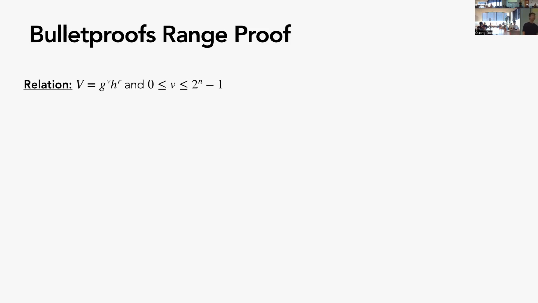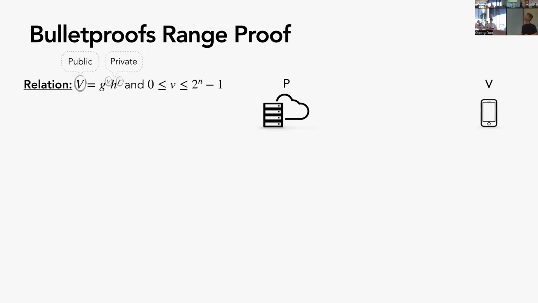Yeah. So in this range proof, we have a Pedersen commitment to the value v, and v is in this specified range. And we want to prove the statement where the commitment is public and the value and the randomness is private. Now, the range proof proceeds as follows. First, the prover will send a commitment to v and a commitment to some extra randomness rho.